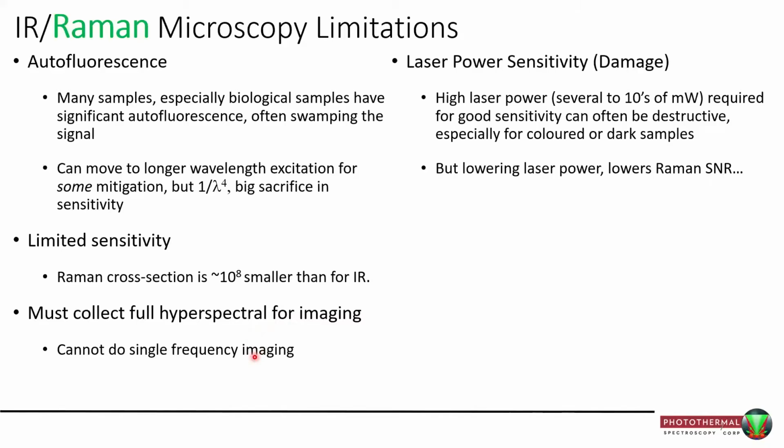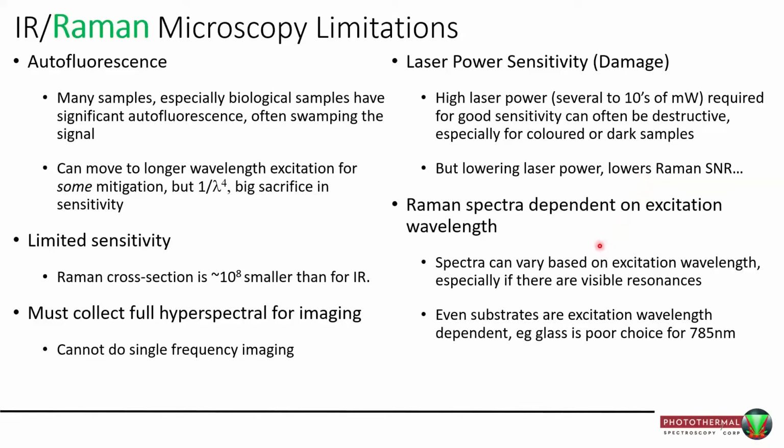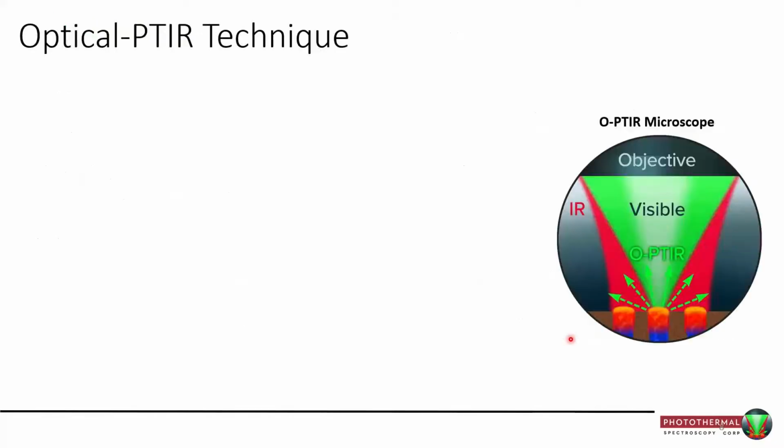Laser power damage is also a concern because the sensitivity is so poor that you often are pushed to the thresholds of power to get that little bit more sensitivity. But that can be a difficult balance to maintain, because for dark or colored samples, you risk damaging the sample, and lowering the laser power means lowering your Raman signal to noise. And then there's the issue, of course, that the Raman spectra depend on the excitation to some extent. With certain excitation wavelengths, you can invoke visible resonances, and sometimes the substrate as well can factor into this.